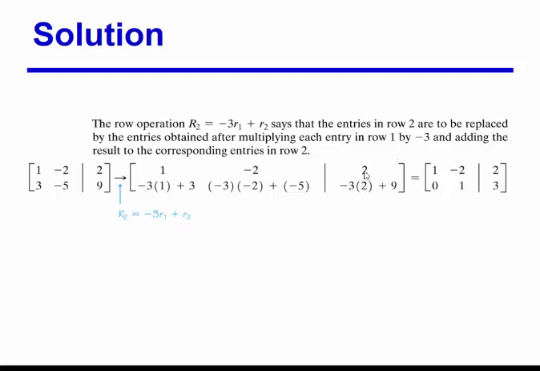And then -3 times 2 plus 9. Again, you can see all the components. And then we get a new row 2, which is 0, 1, and 3. So here you can see that we can actually create new rows by multiplying one row by a non-zero constant and then adding or subtracting it to another row.